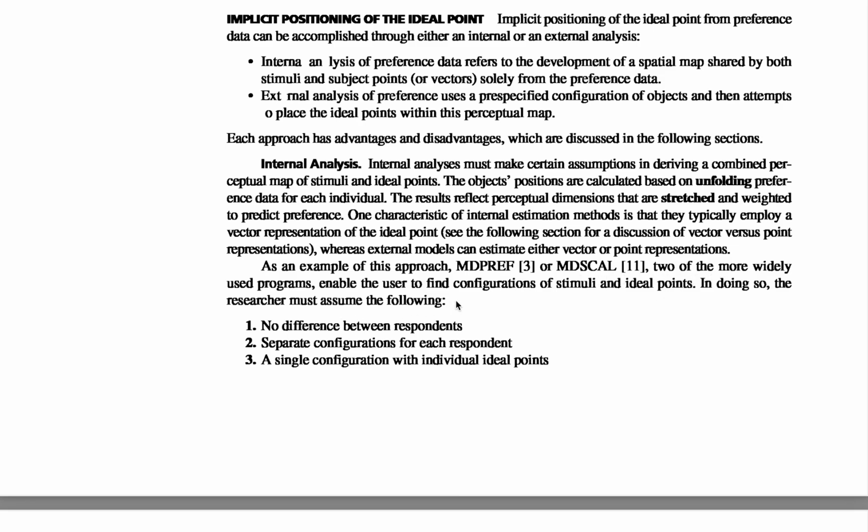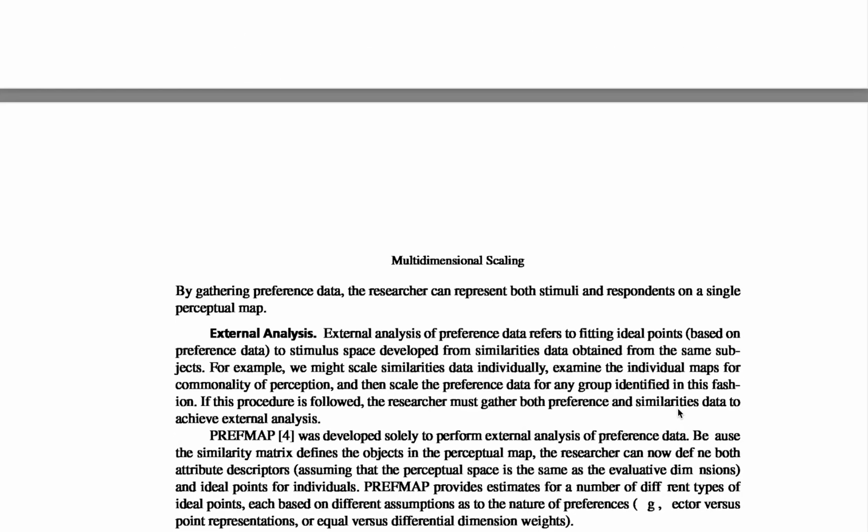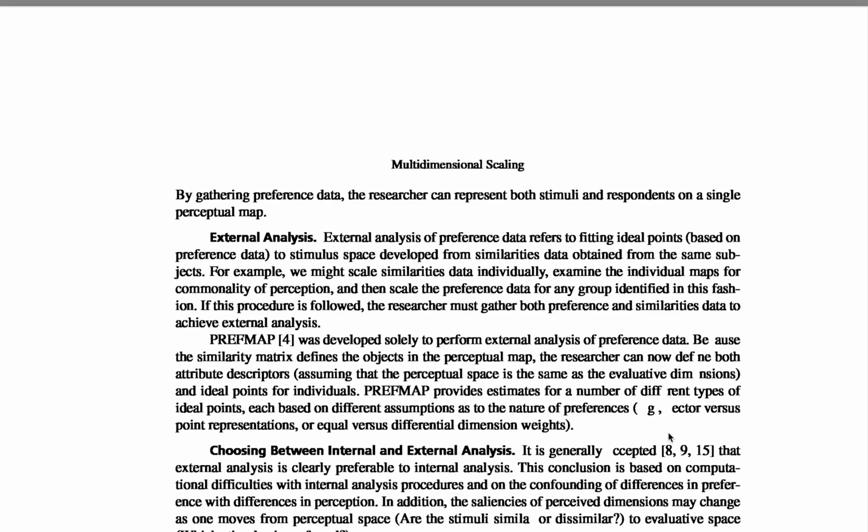As an example of this approach, two widely used programs are available to ensure a configuration of similar ideal points. In doing so, the researcher must assume one of the following: no differences between the respondents, a separate configuration for each respondent, or a single configuration with individual ideal points. By gathering the preference data, the researcher can represent both stimuli and respondents on a single perceptual map.